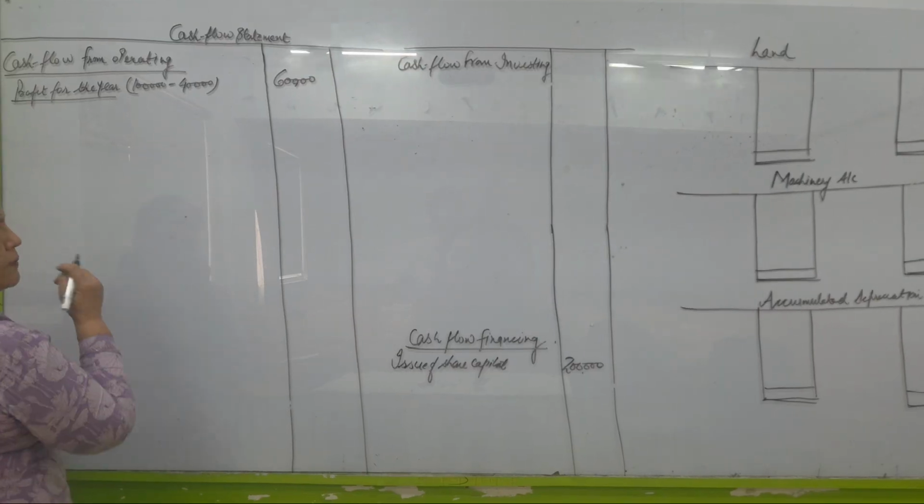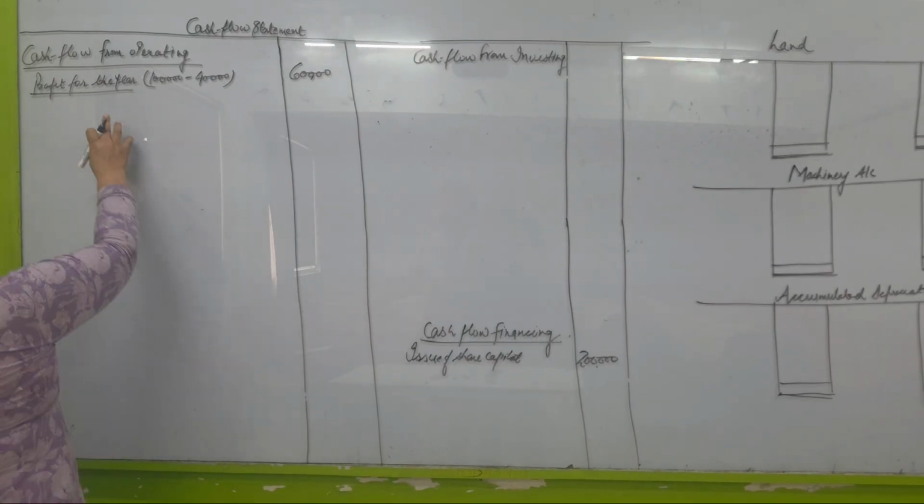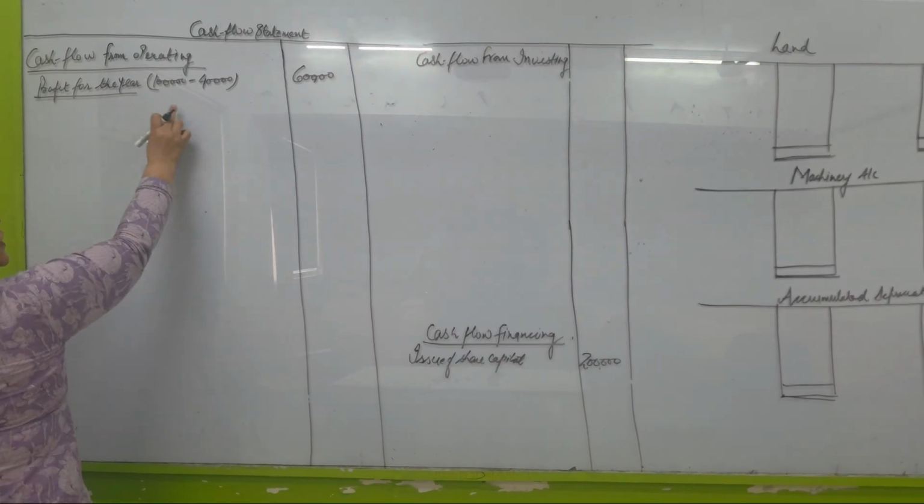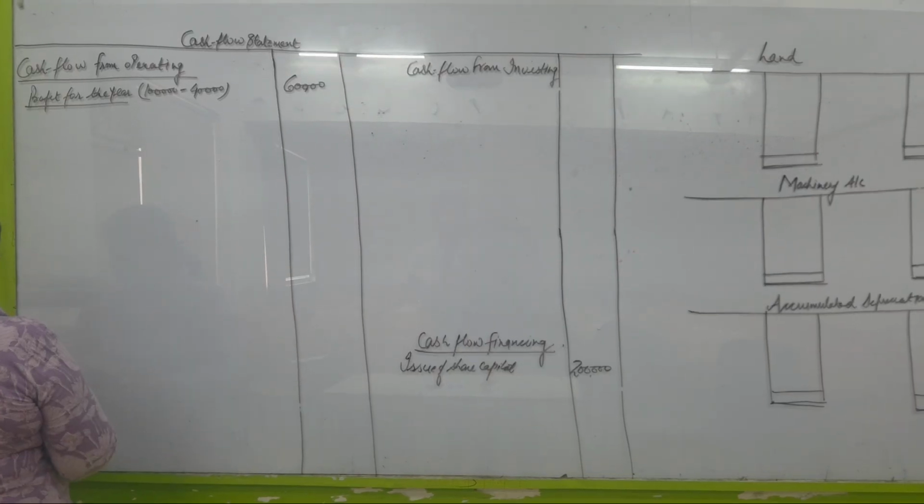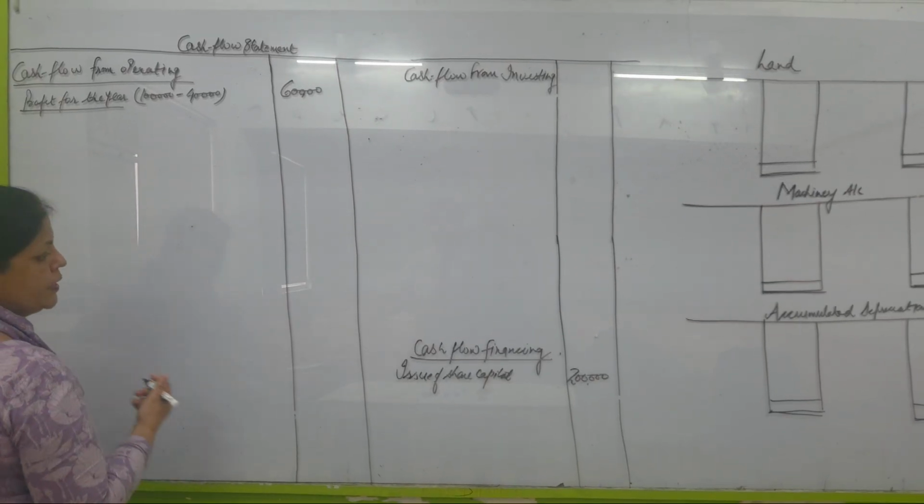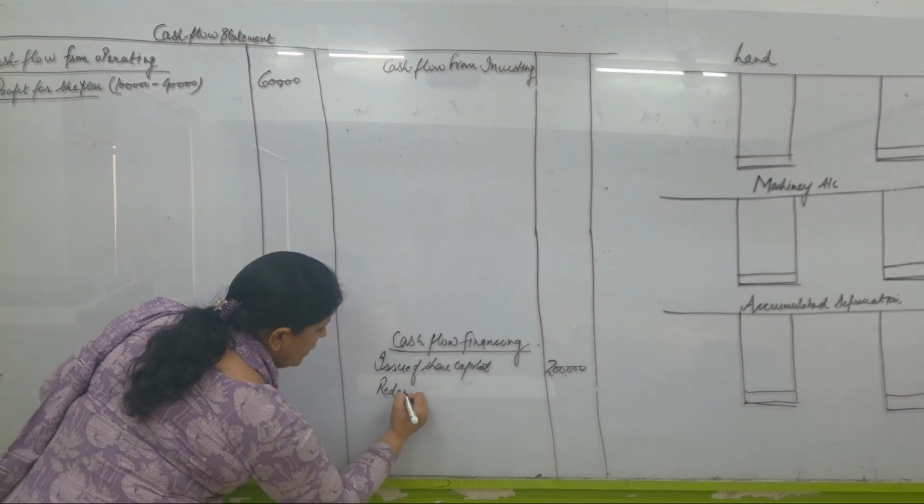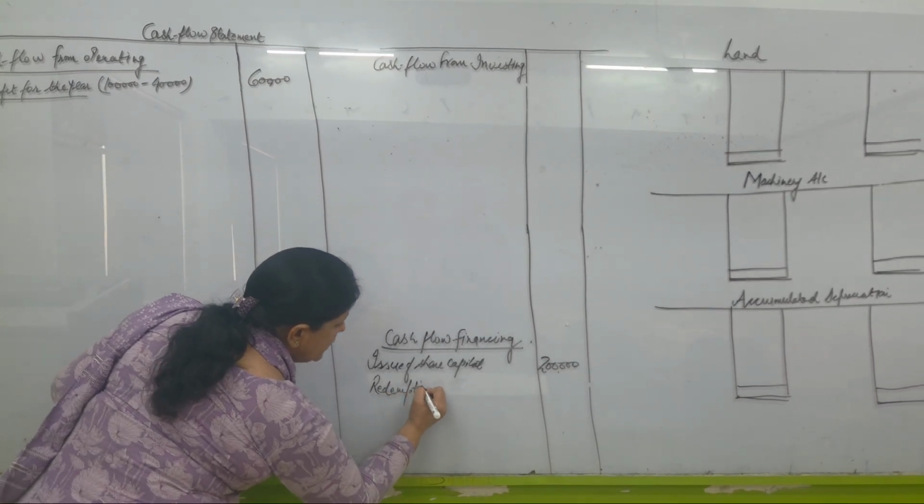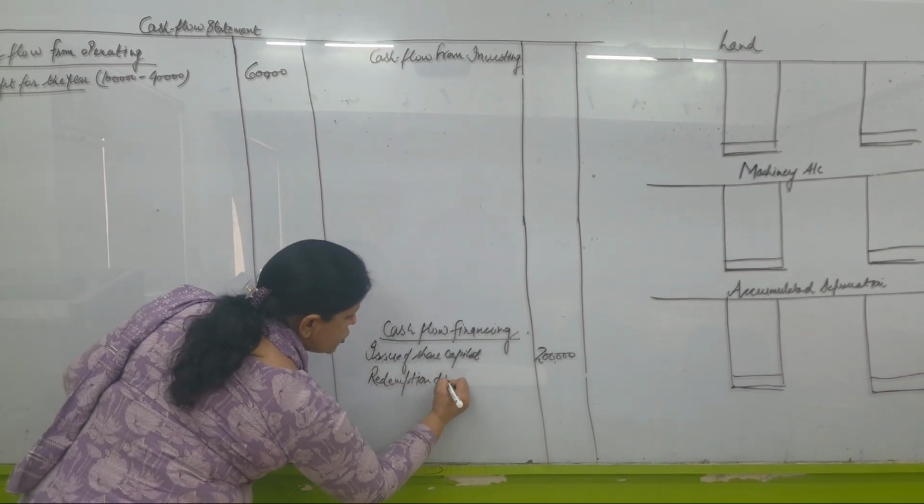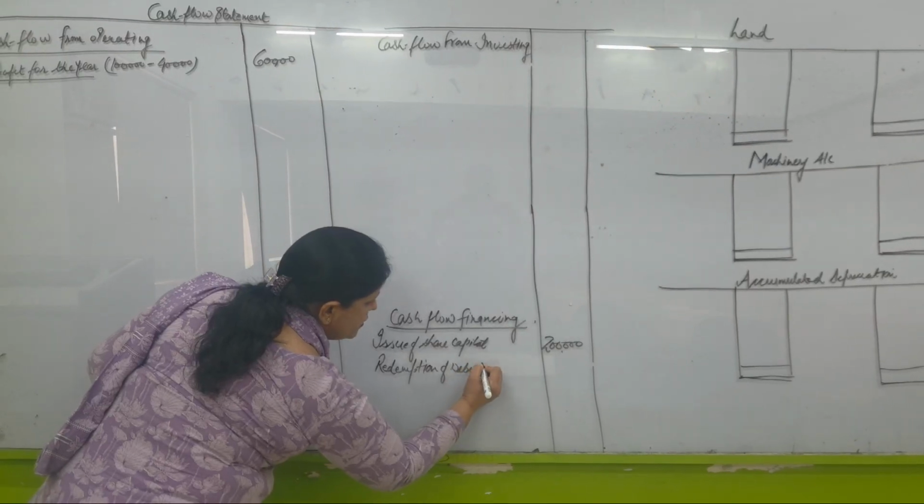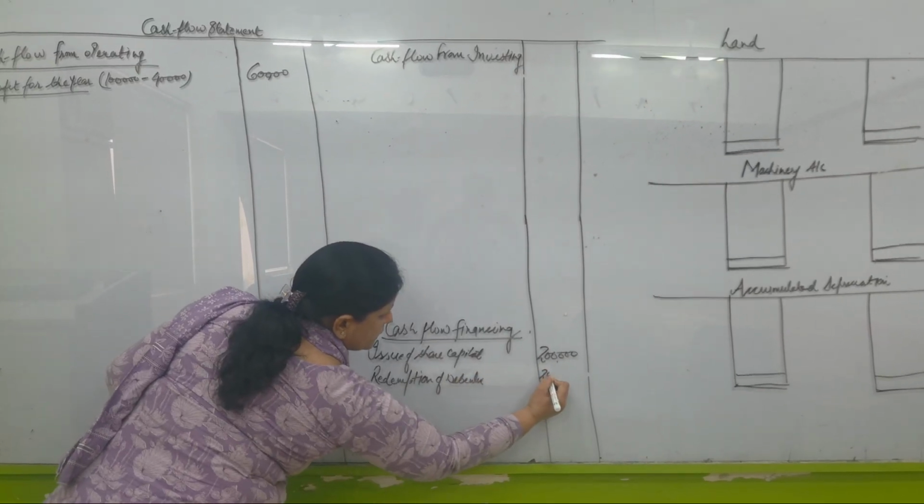Adjustment of capital reserve is given. No need to do transfer to general reserve. Next, long-term borrowings. Debentures given 2 lakh. In current year, this is 0. Redemption of debentures 2 lakh.